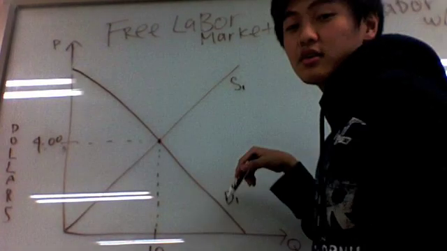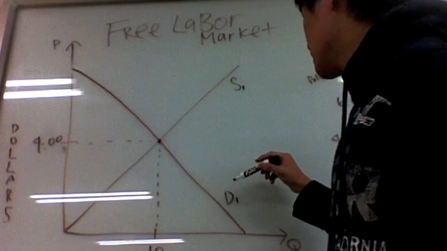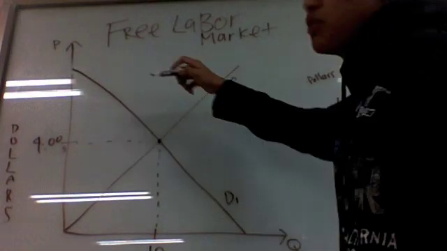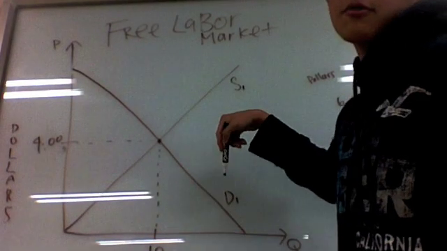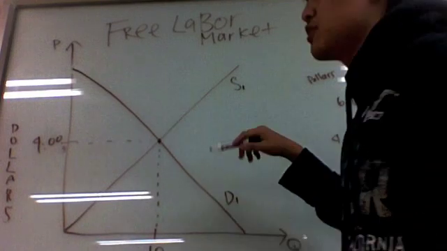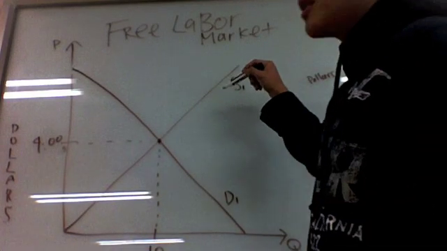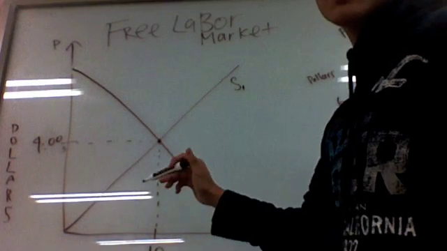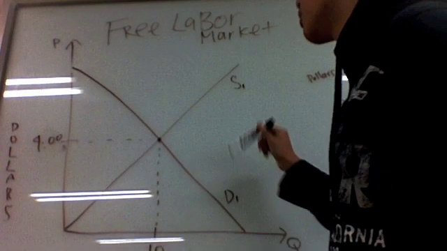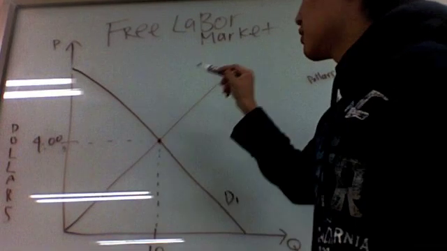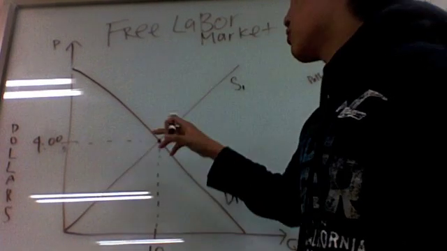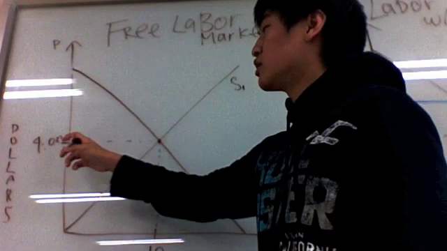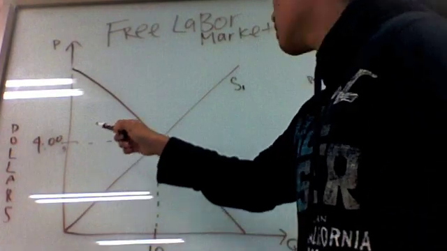Here we have a demand curve, which signifies the employers and their demands for laborers. And the supply curve here would be the supply of workers, prospective workers that could work for these employers. So in a free labor market with regular equilibrium price and quantity, it would be about $4, let's say, hypothetically.